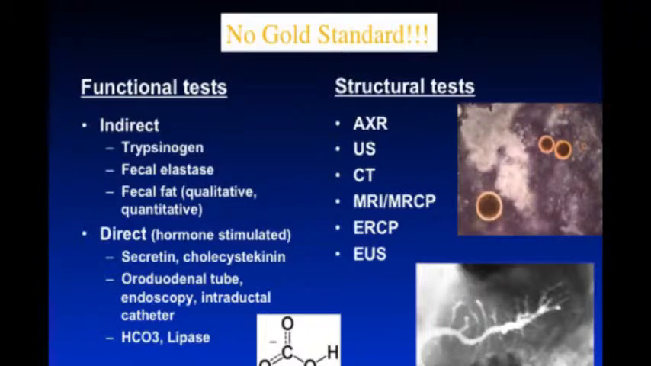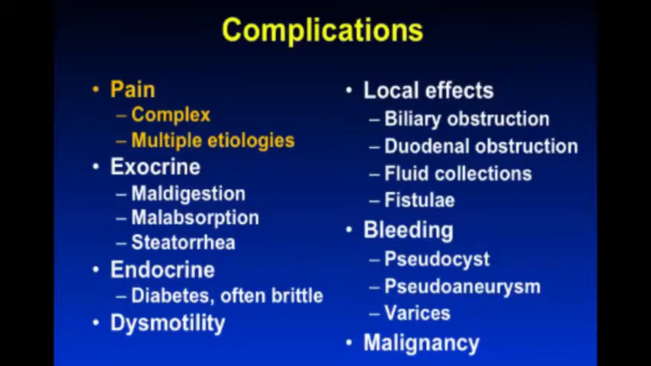Some of the complications, obviously there are lots. Pain is probably the most debilitating and what most people are going to come see you for, and it's complex, and it's not just that the pancreas is inflamed. It's a complex interplay between the CNS and the viscera. There are obviously exocrine and endocrine issues. There's dysmotility that can mimic gastroparesis. Local effects we'll talk about, specifically biliary obstruction. Dr. Watson is going to talk about some fluid collections. There are unique bleeding complications that can be lethal. And of course, malignancy should always be kept in the back of our minds anytime we deal with these patients.